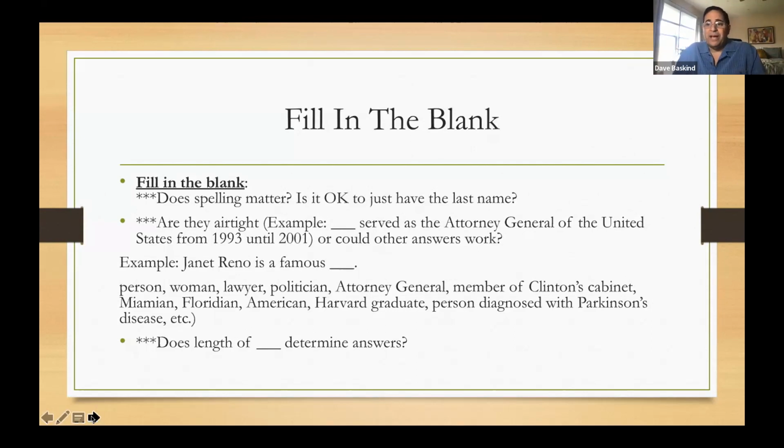Likewise, with fill in the blank items, consider how long that answer space is. If you make it short, does that indicate that it's a very short answer, like the word car or Reno? If it's a longer space, does that indicate that it's a longer answer that's expected? I would probably advocate for you keeping all the lengths the same so that it doesn't tip it off in terms of it being a longer or shorter answer. Either way, though, you should give that some consideration with the fill in the blank items.